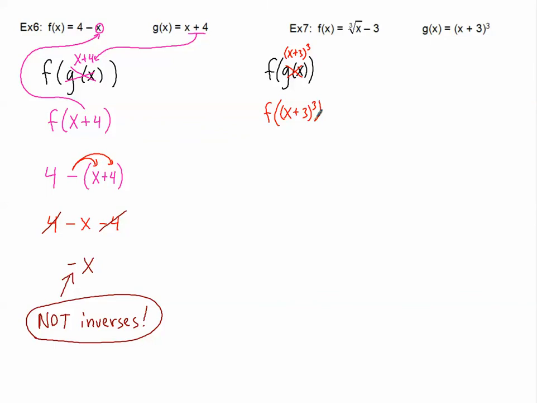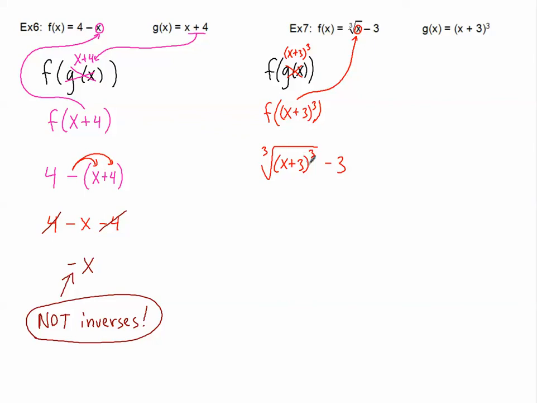Got a bunch of parentheses here. So we're putting this x plus 3 cubed right in here in place of this x. The only thing that's changing is the x. The cube root is still there, the minus sign, and the 3 is still there. So we still have the cube root. I'm putting this x plus 3 quantity cubed underneath it in place of the x, and then we have minus 3. Let's see what happens here.